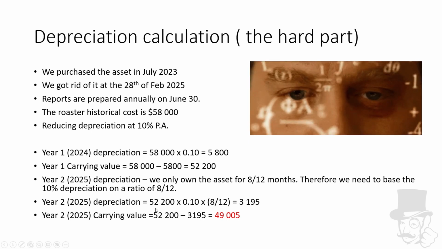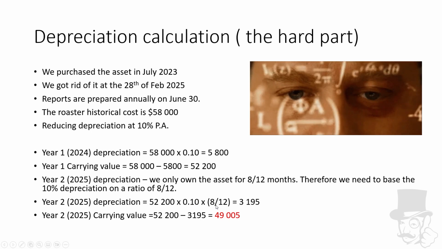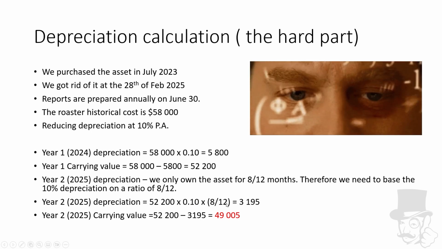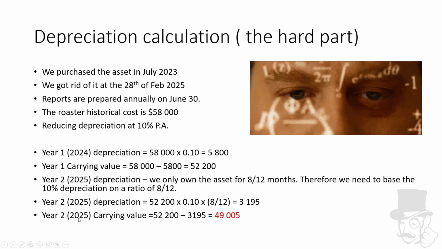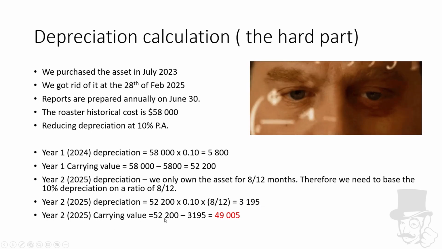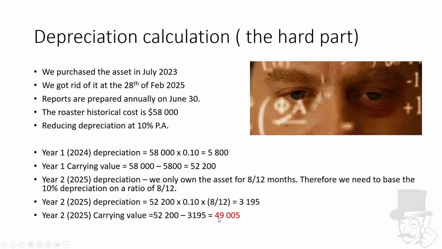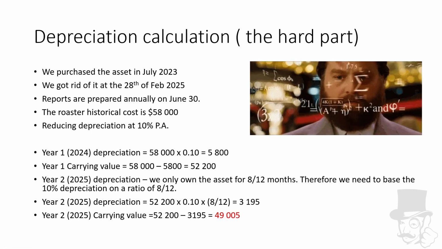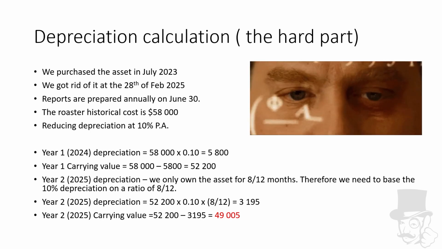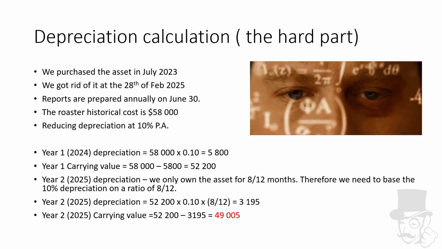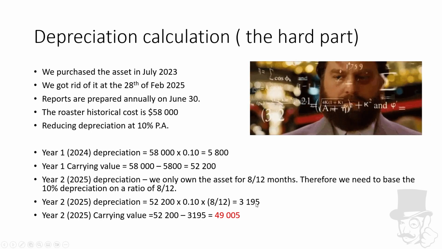Therefore, once you do your 52,200 times 10%, figure out what 8/12ths of that is. In this case it's $3,195. Therefore the carrying value at the end of the second year is 52,200 take away 3,195 to give us $49,005, the red representing the carrying value at the end of the second year. So, now that we know our depreciation for the second year, we can finally record our general journal entry.